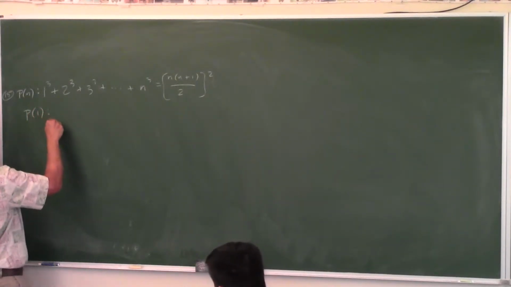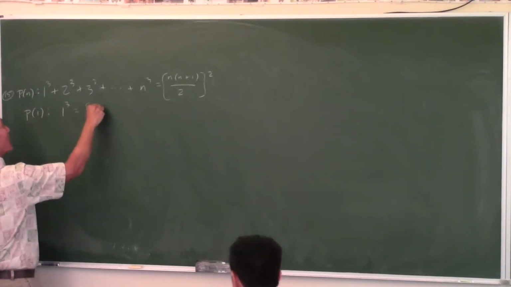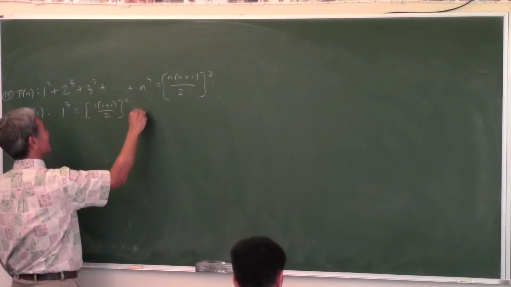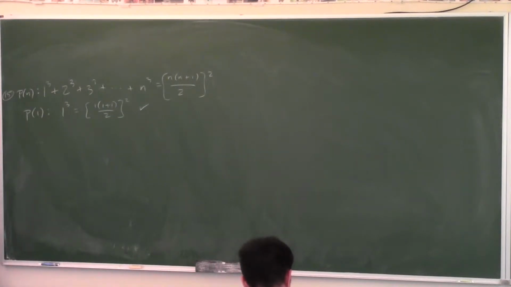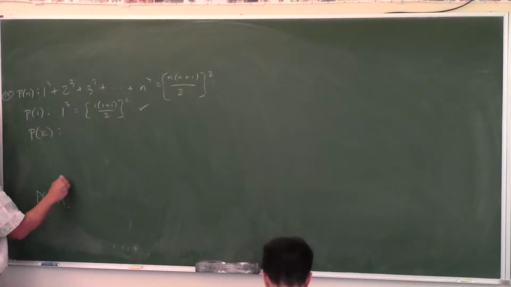Well, let's see. If I plug in 1 for n, is 1 cubed equal to 1 times 1 plus 1 all over 2 quantity squared? Yes. Wait, some of you are still thinking about it? Okay, now the meat of the proof. We have to show that if this statement is true for any integer, then it is true for the next one. So, the statement P of k, simply plug in k for n.